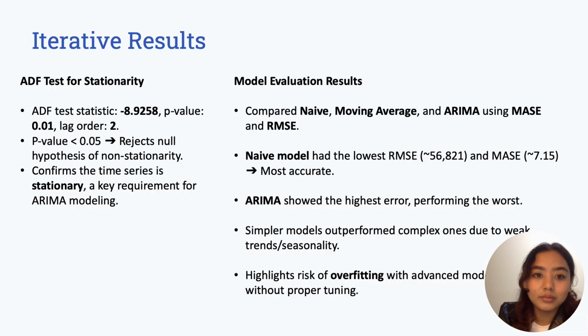Let's discuss the results. The ADF test confirmed stationarity with a p-value of 0.01. When comparing models, surprisingly, the naive method outperformed both exponential smoothing and ARIMA, achieving the lowest RMSE and MASE scores. The ARIMA model, despite its complexity, showed the highest error, demonstrating that in cases with weak trends and minimal seasonality, simpler models can actually be more effective. This highlights the risk of overfitting with advanced models in volatile datasets.